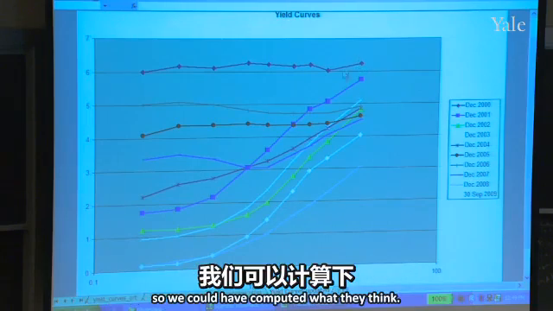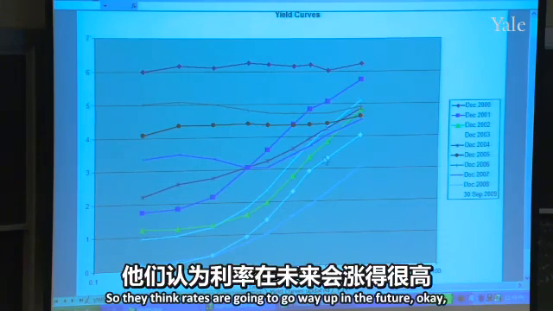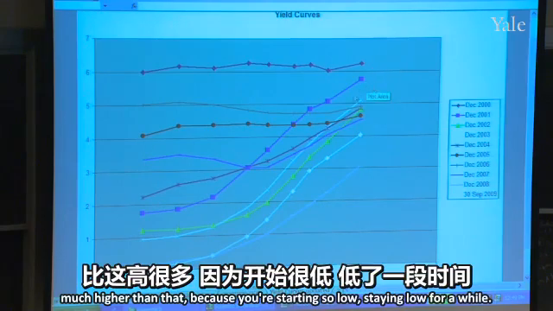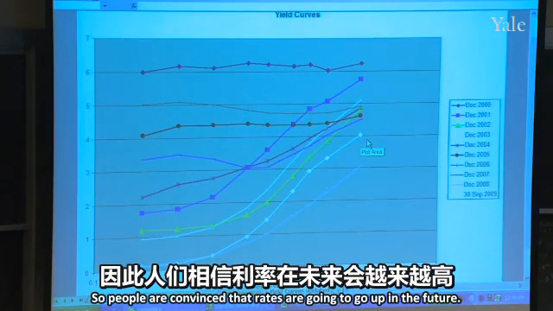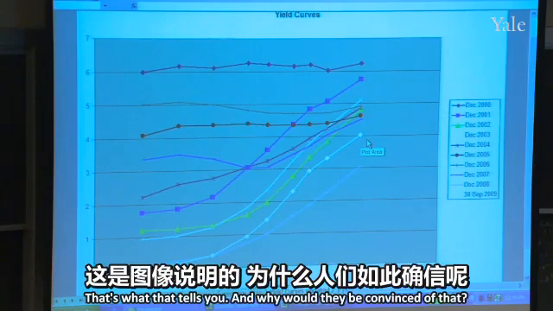So we could have computed what they think. So they think rates are going to go way up in the future, okay? Much higher than that, because you're starting so low. So you're staying low for a while. So the rates have to go up, the forward rates, really sharply to pull the average that high. So people are convinced that rates are going to go up in the future. That's what that tells you.